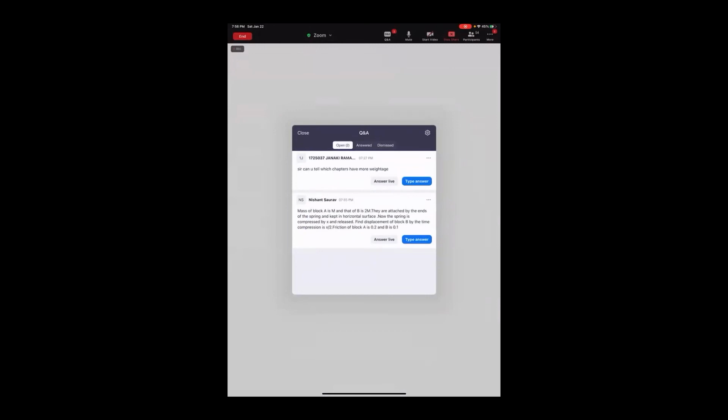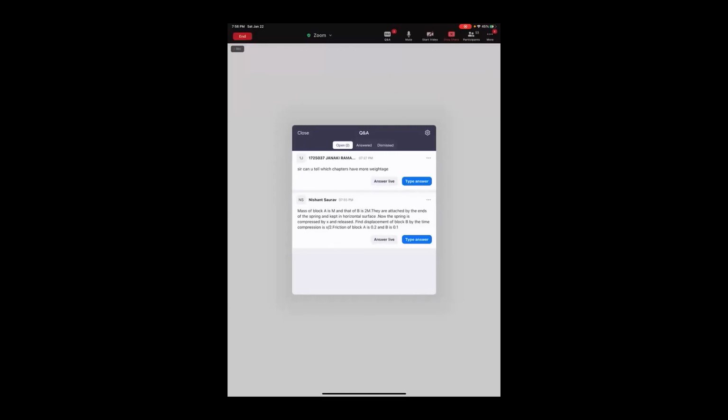Nishant Saurav: Mass of block A is M and that of mass B is 2M. They are attached to the ends of a spring and kept on a horizontal surface. The spring is compressed by X and released. Find the displacement of B by the time the compression is X by 2. Friction on A is 0.2 and friction on B is 0.1.